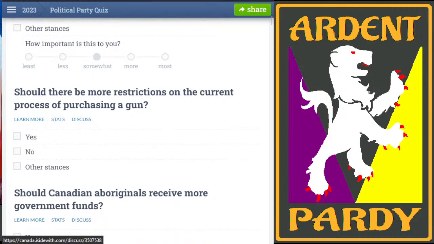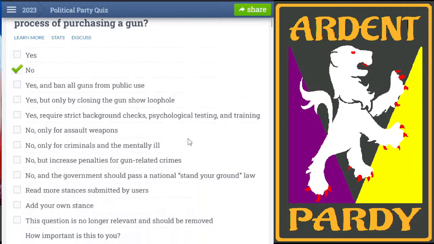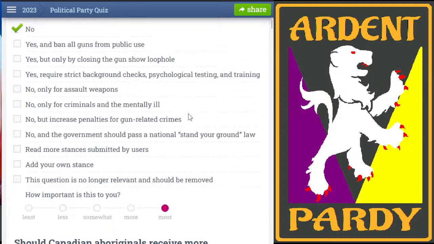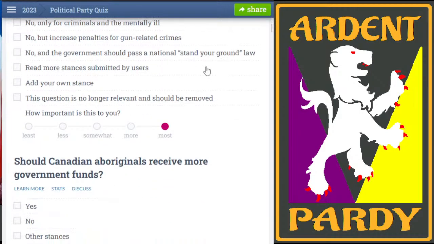Should there be more restrictions? Fuck no. This is one of the most important. Are there other stances? Gun show loophole. There is no gun show loophole. Require strict background checks, psychological testing, and training. Increase penalties. Government should pass a national stand your ground law. That'd be nice. Can I select more than one? No, I can't. So I'll just stick with no. More stances submitted by users. Let's see what other people are saying about this. Absolutely friggin' nothing, apparently. Okay. So we'll leave it there.